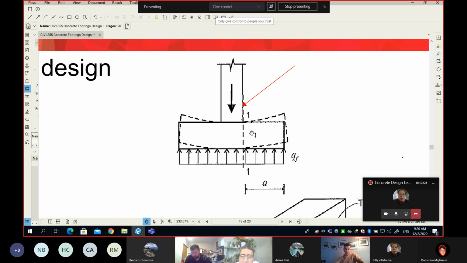And what is the moment at the face of the wall? So what is the moment? Very difficult. It is QF, and it's not Q, it's QF. It is the soil reaction under factored load, multiplied by the cantilever length, and then multiplied one more time by the cantilever length over 2. So if I multiply QF by A, I get a point force here in the middle, and then the lever arm of this is A over 2.